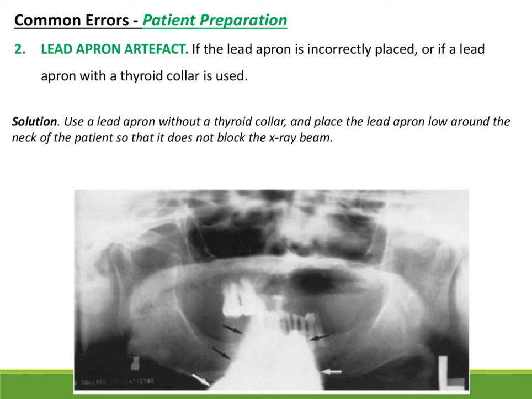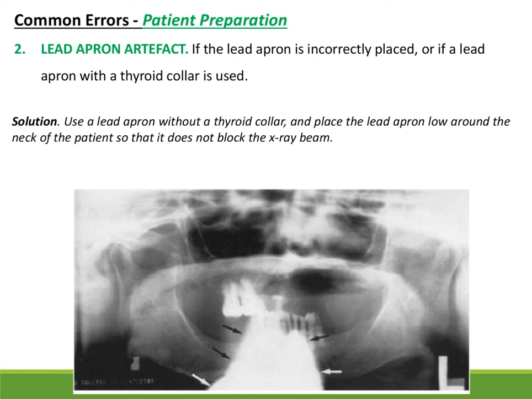Next is patient preparation, lead apron artifact. Now, if the lead apron is incorrectly placed, or if you use a lead apron with a thyroid collar as we use in the intraoral imaging, then you get the lead apron artifact. Okay, so if you see a triangle-shaped radiopaque area in the center of a panoramic image, it means it is the lead apron artifact.